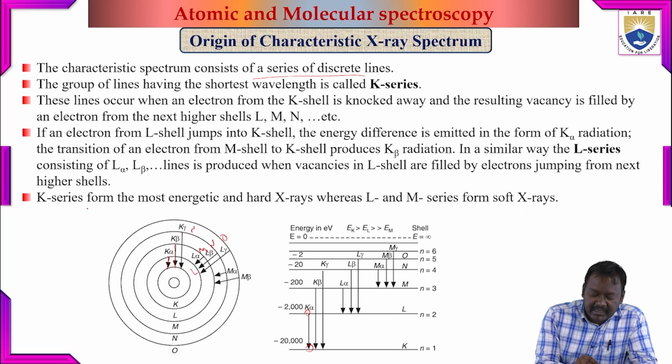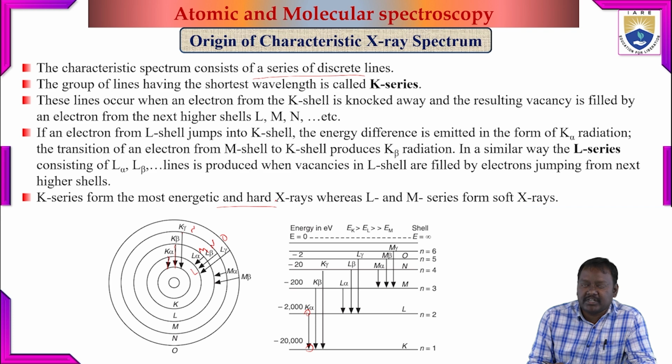And again, the K series is the most energetic series, and it is called hard X-rays. The K series forms hard X-rays, and the series like L and M are called soft X-rays.